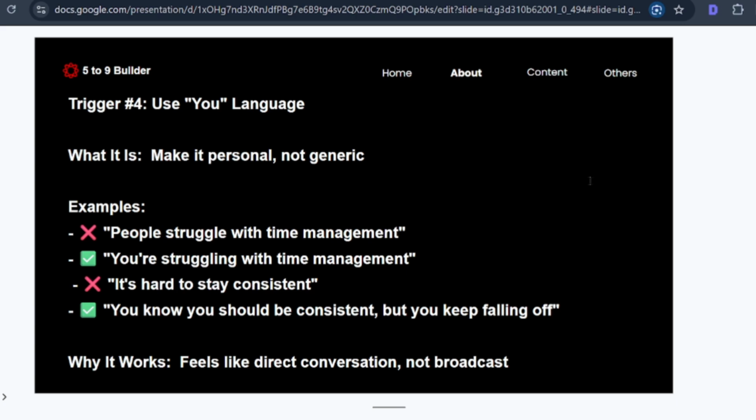Yes. Now, when you say "you are struggling with time management," anybody with bad schedules, who is always late and stuff like that, will relate to it. "I am a bad time manager." You understand? So that's it.